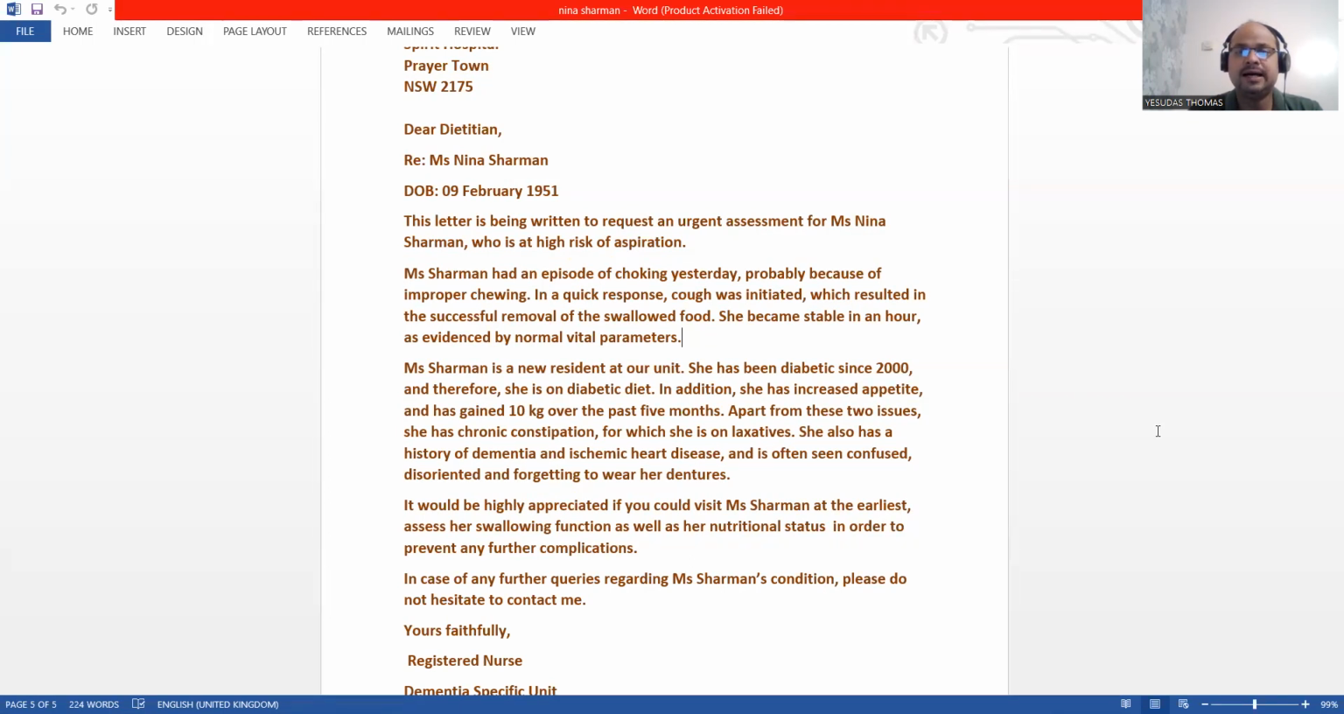So how did the food come out? It's not because of grabbing the throat, it's because of the cough reflex that the swallowed food came out. So that's what we have written there. Now, what was her condition? What was the outcome? She became stable in an hour, as evidenced by normal vital parameters. So this is the recent medical picture, which a dietitian should know. That's why we are writing to the dietitian for an urgent assessment.